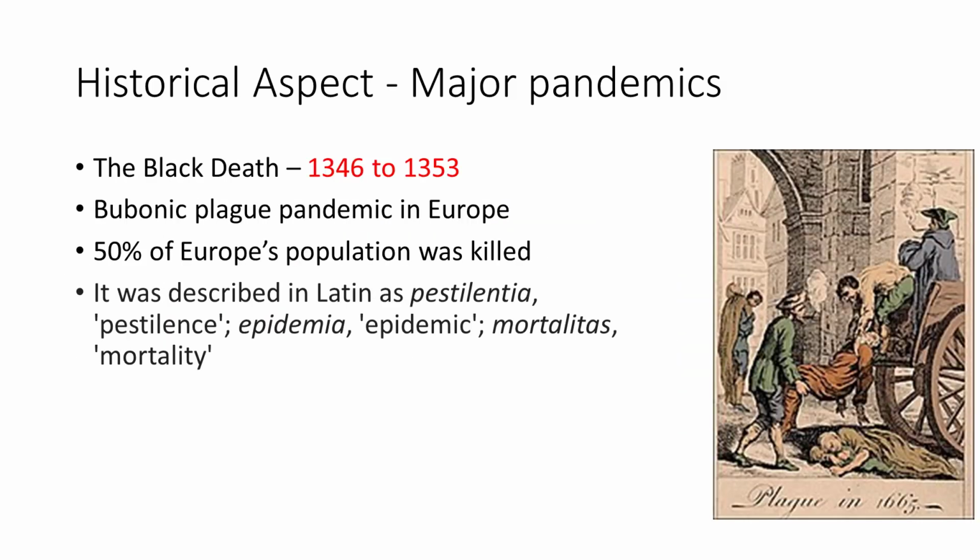The next major pandemic is also named the Black Death. It lasted from 1346 to 1353. This was a bubonic plague pandemic that affected whole of Europe. 50% of Europe's population was killed in the Black Death pandemic. It was described in Latin as pestilentia, pestilence, epidemia, epidemic, mortalitas, mortality. The words like mortality and epidemic are byproducts of the Black Death.